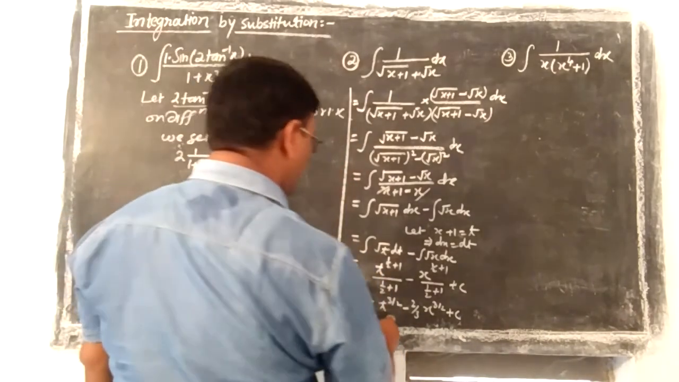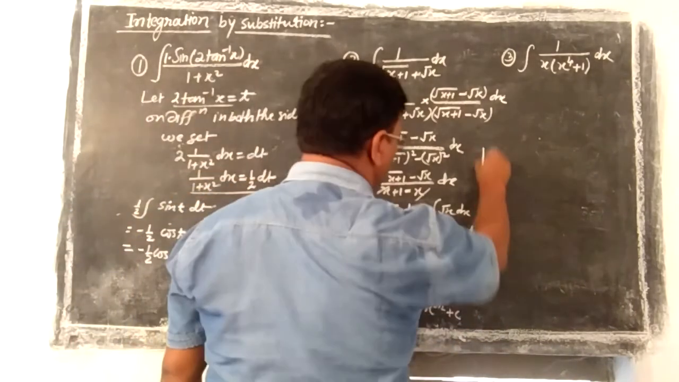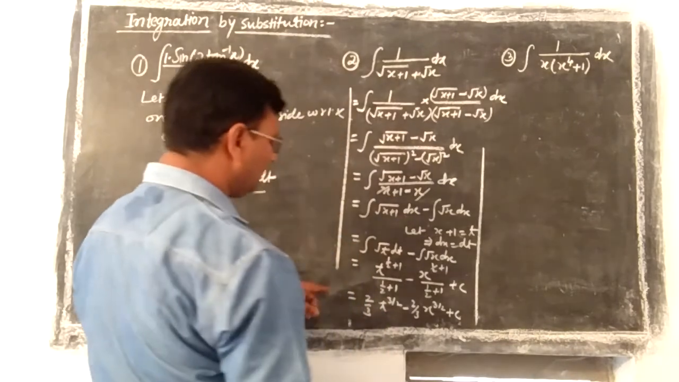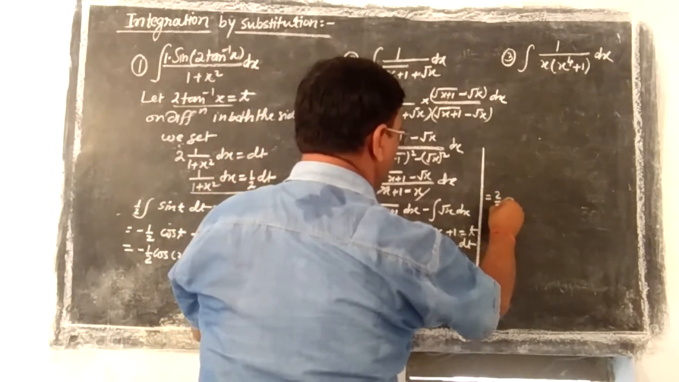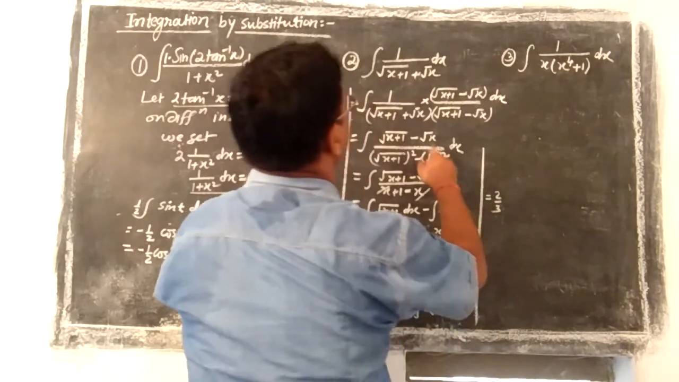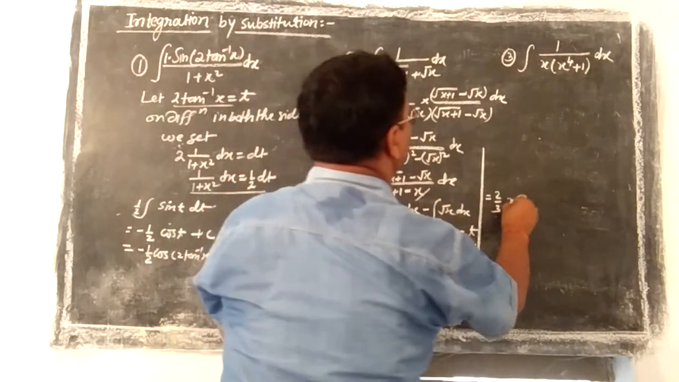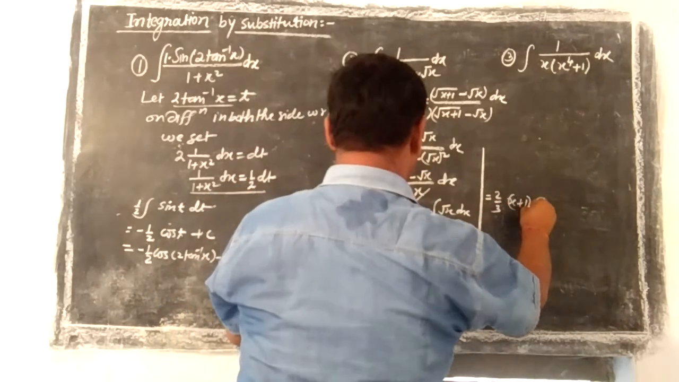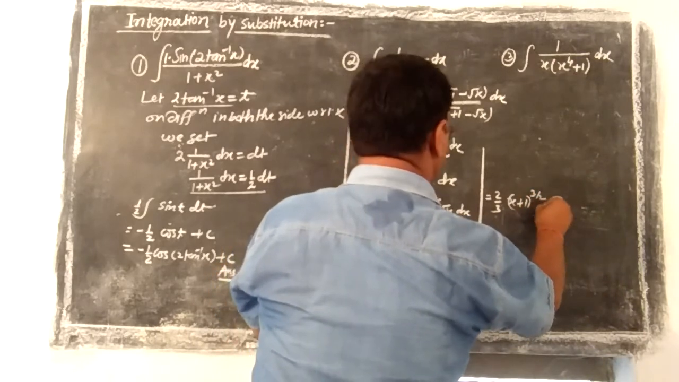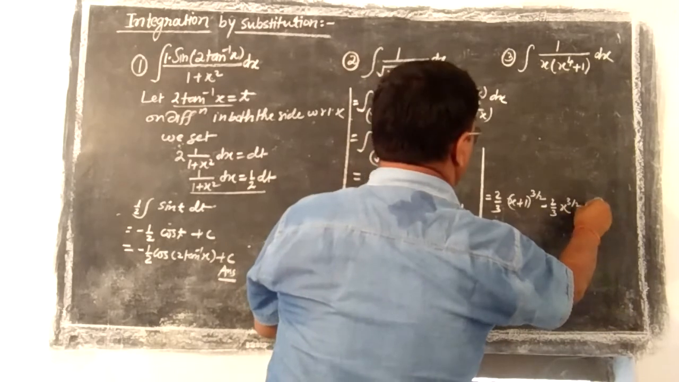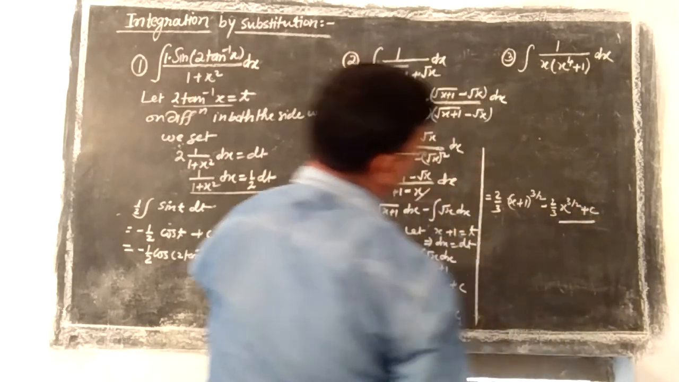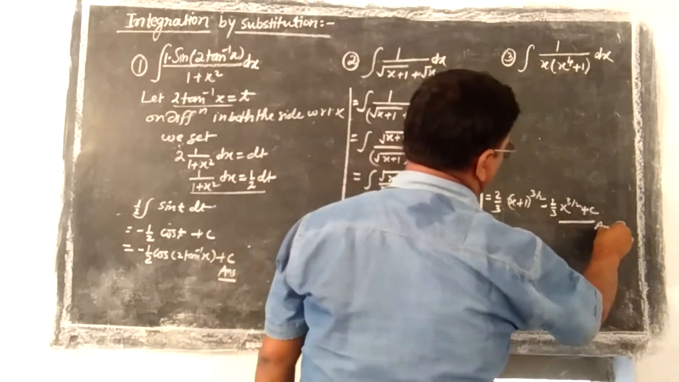Now putting the value of t, we find here the result: 2 by 3, t means x plus 1, x plus 1 to the power 3 by 2 minus 2 by 3 x to the power 3 by 2 plus integral constant c. It will be the answer.